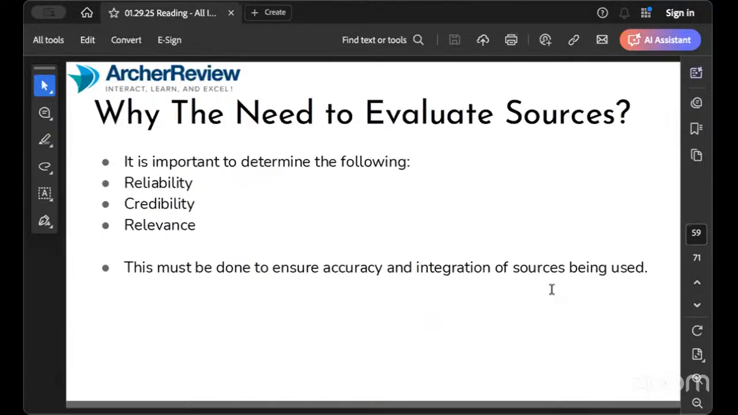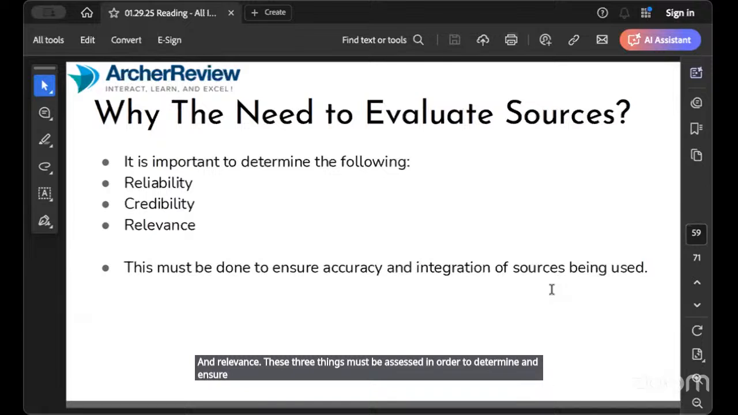But why do you need to be able to evaluate sources? Well, this is important because we want to look at reliability, credibility, and relevance. These three things must be assessed in order to determine and ensure that there is accuracy and integrity.